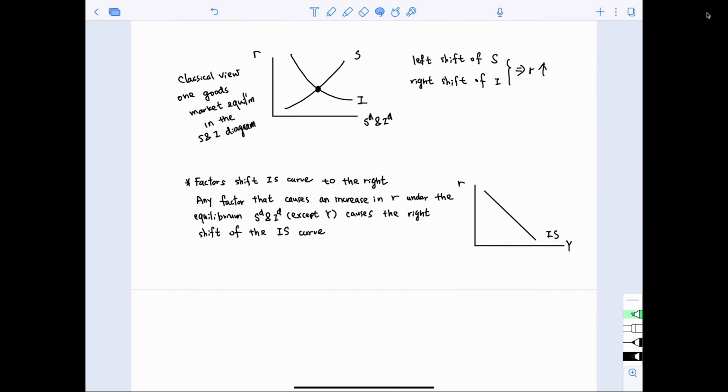That is because when we draw the IS curve, we know that given the same level of Y, whatever factor causes shifts of the saving curve or investment curve, except Y, which causes an increase in R, tells us that R should be higher, and then the corresponding IS curve needs to be higher. Therefore, it will cause the right shift of the IS curve.